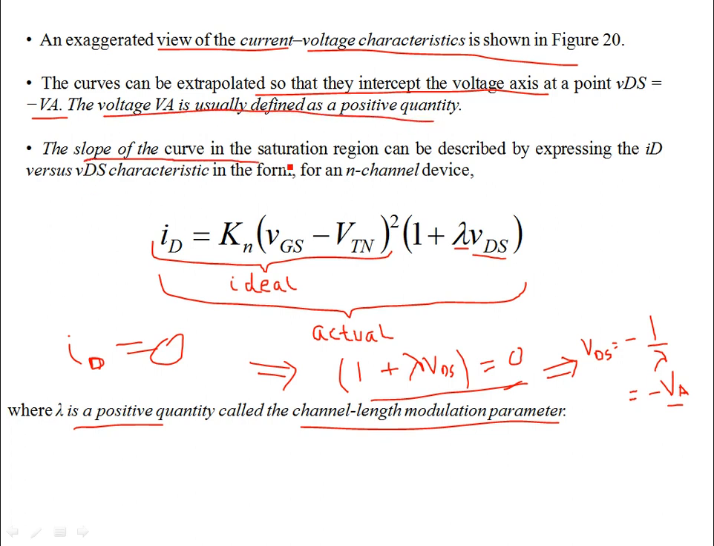The slope of the curve in the saturation region can be described by expressing the ID versus VDS characteristic for the following n-channel device. So it's no more a quadratic. It also depends on the second factor, 1 plus lambda VDS, where lambda is the channel length modulation parameter.